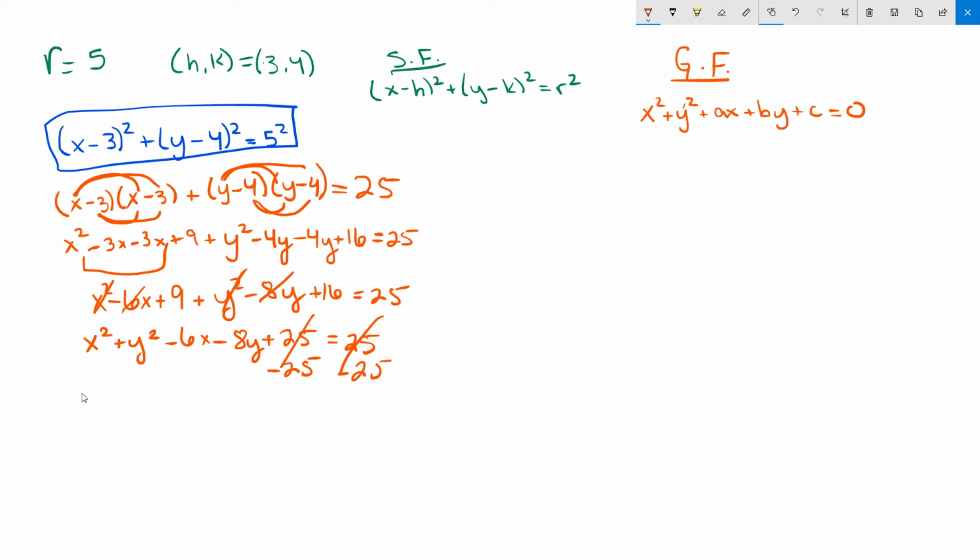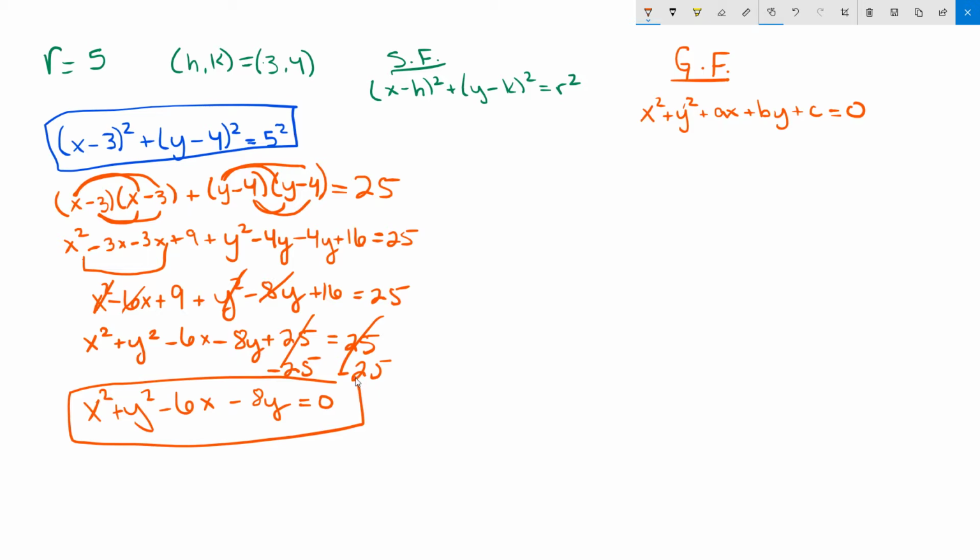Okay, so we end up getting x squared plus y squared minus 6x minus 8y, and there should be a number here, that c part right here. There should be a c, but since it canceled, it's not going to be there, so then we'll just put equals to 0. Okay, and that's it. You have it in standard and general form.